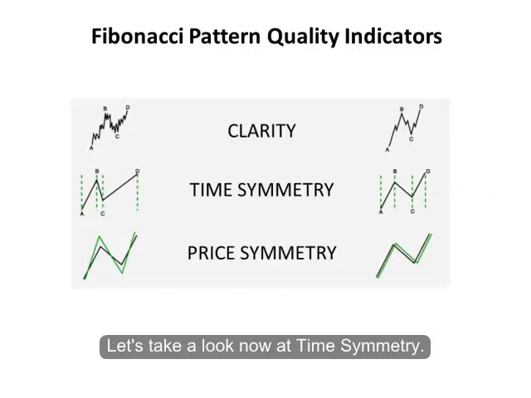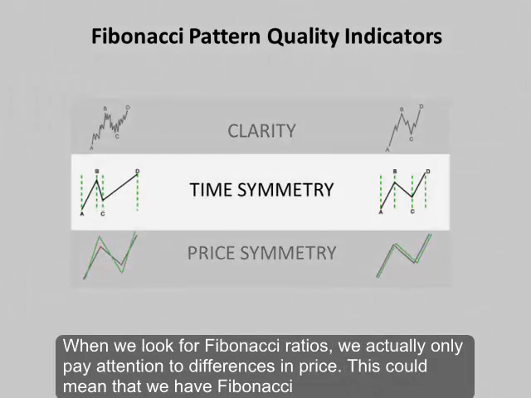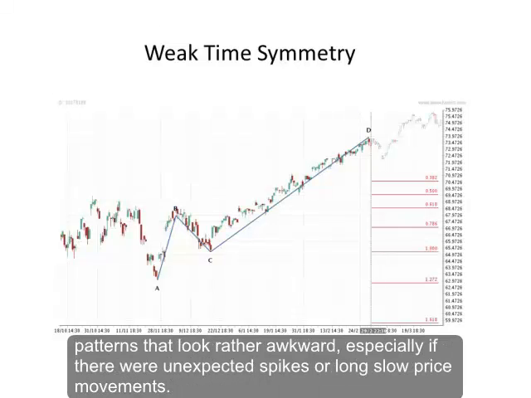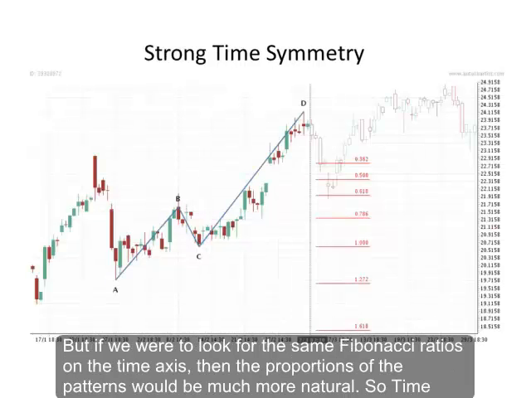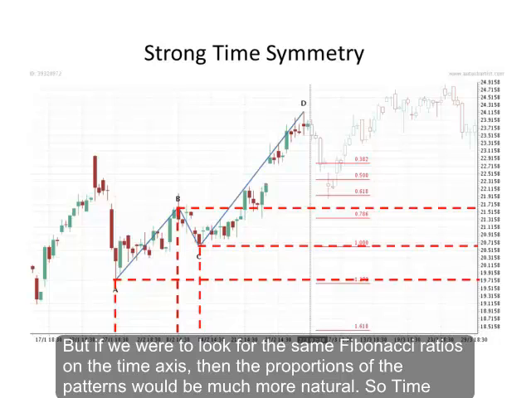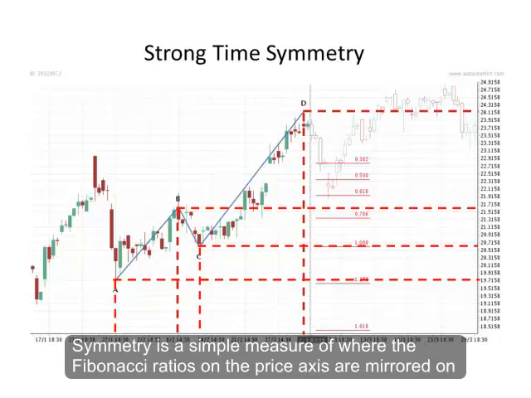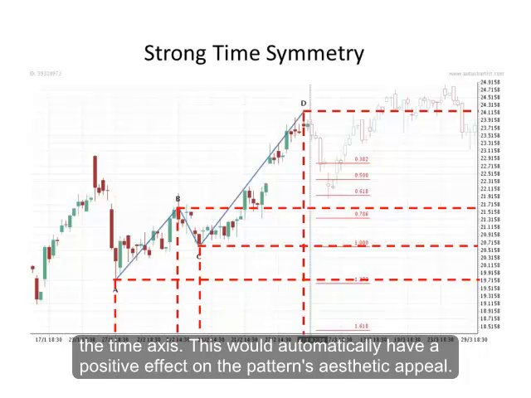Let's take a look now at time symmetry. When we look for Fibonacci ratios, we actually only pay attention to differences in price. This could mean that we have Fibonacci patterns that look rather awkward, especially if there were unexpected spikes or long, slow price movements. But if we were to look for the same Fibonacci ratios on the time axis, then the proportions of the patterns would be much more natural. So time symmetry is a simple measure of where the Fibonacci ratios on the price axis are mirrored on the time axis. This would automatically have a positive effect on the pattern's aesthetic appeal.